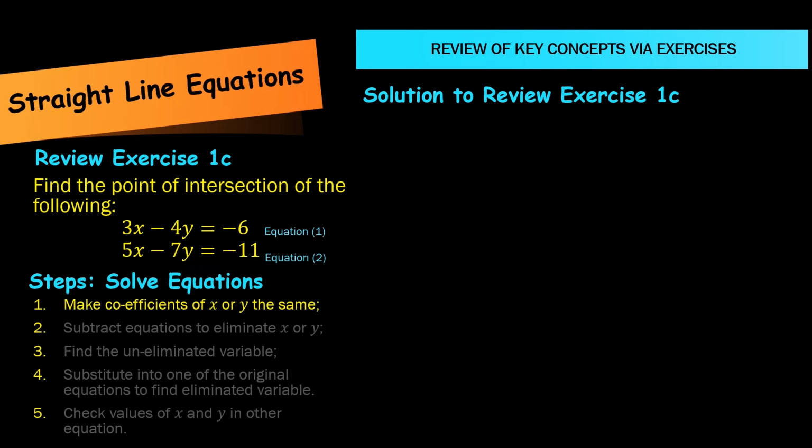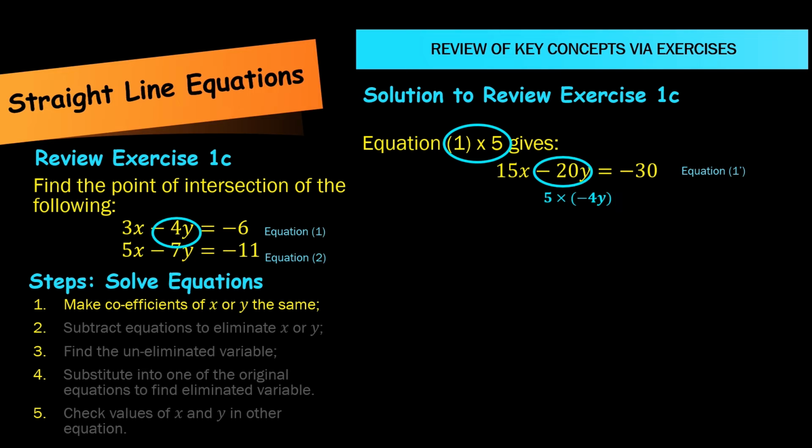Now for exercise 1c. Again, we either make the coefficients of x the same or the coefficients of y the same. We're going to make the coefficients of x the same. We will multiply equation 1 by 5 to give 15x minus 20y equals minus 30, as shown.